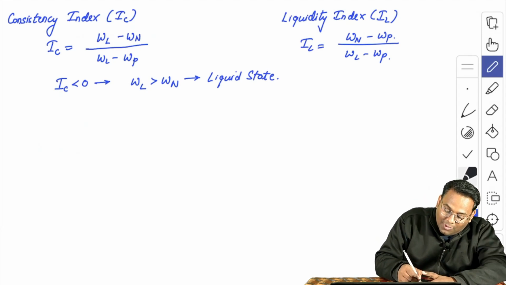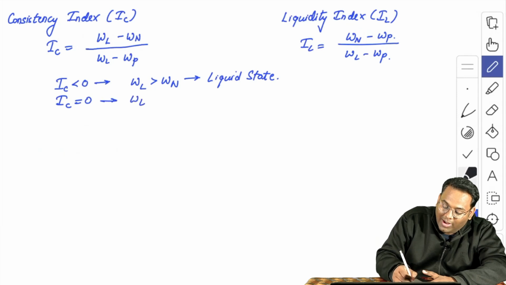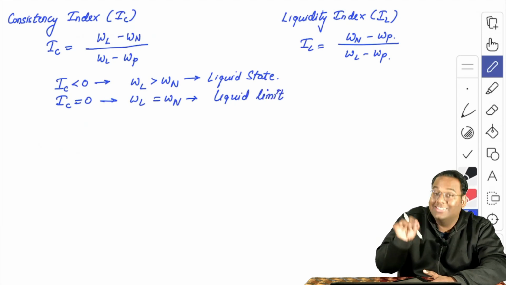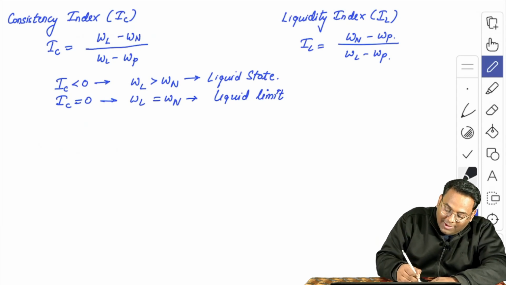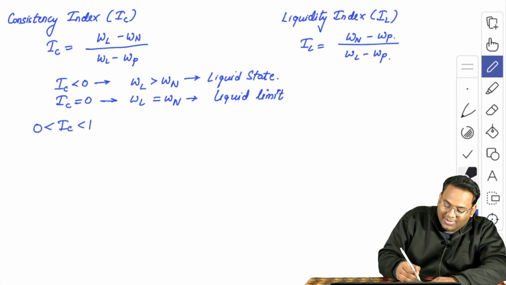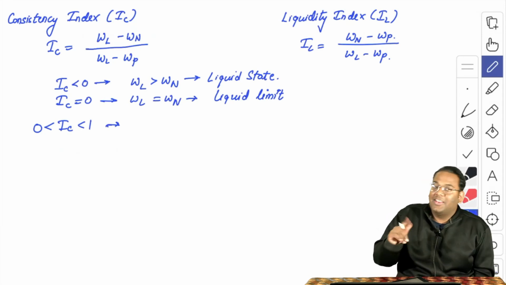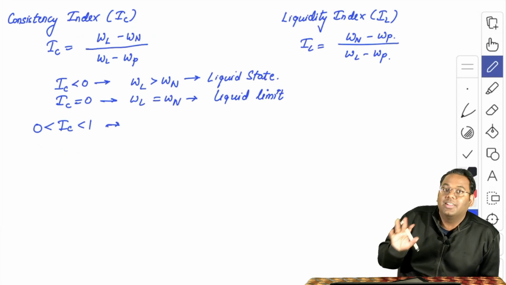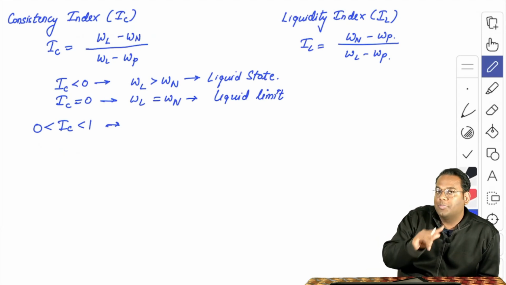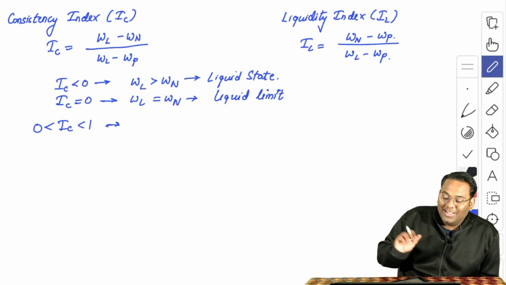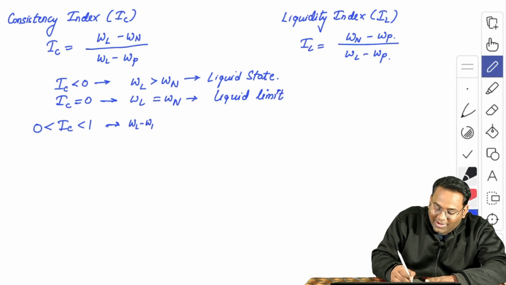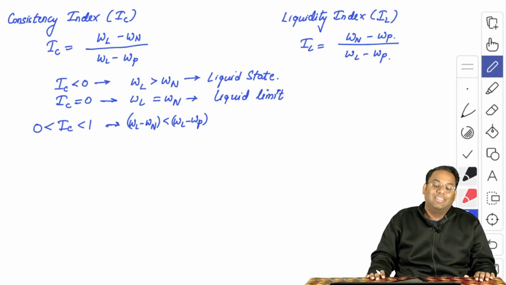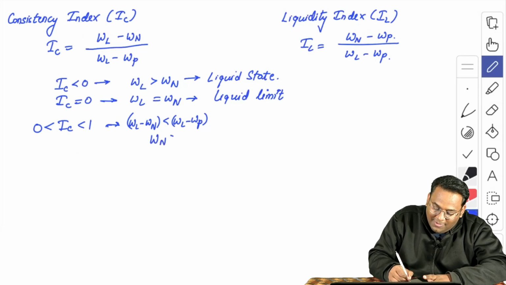Now similarly, let us suppose IC is equal to 0, that means I can say that WL will be equal to WN and the soil will be at the liquid limit. Similarly, let us suppose the value of IC is between 0 and 1. What does this signify? It signifies that the numerator is smaller than the denominator, that is why the ratio is lesser than 1. And it is more than 0 also, that means the numerator is not 0. If I am saying this, that means I can say here that WL minus WN is lesser than WL minus WP. And when is this possible? When WN is more than WP.